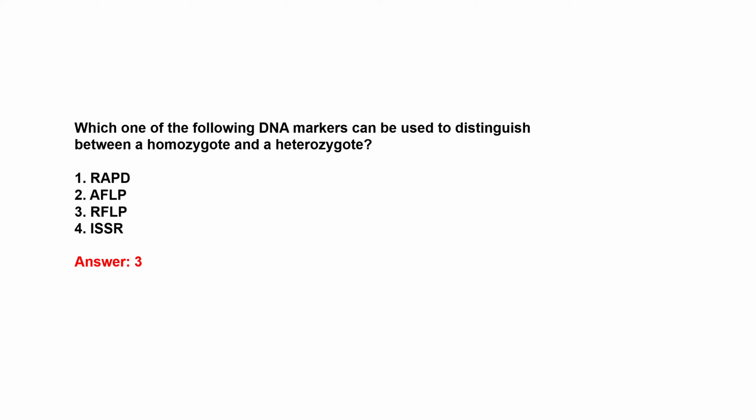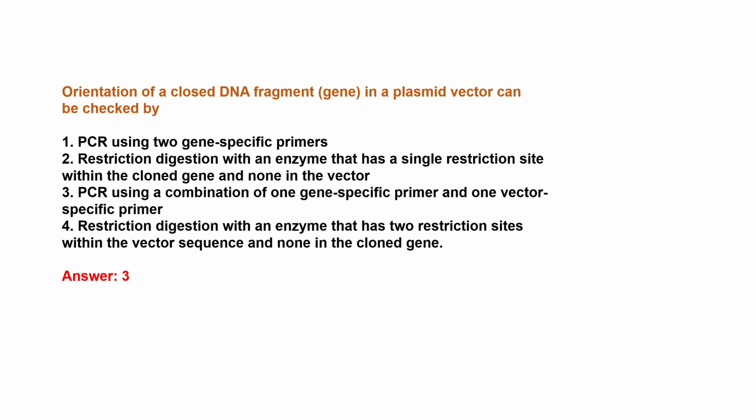Which one of the following DNA markers can be used to distinguish between a homozygote and a heterozygote? RAPD, AFLP, RFLP, ISSR. So the right answer will be RFLP. RFLP is a DNA marker that can be used to distinguish between homozygote and heterozygote. Next.